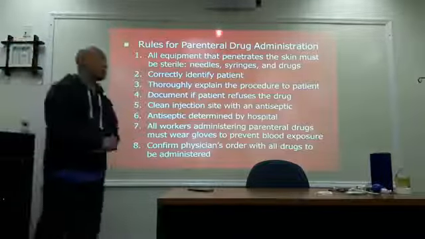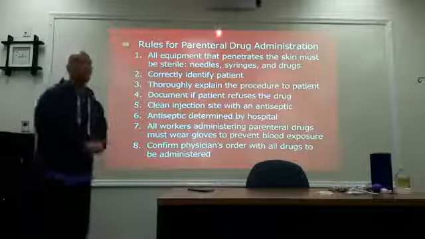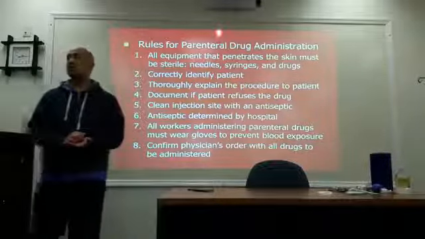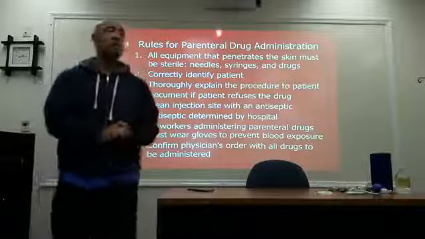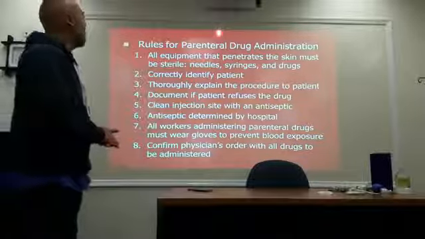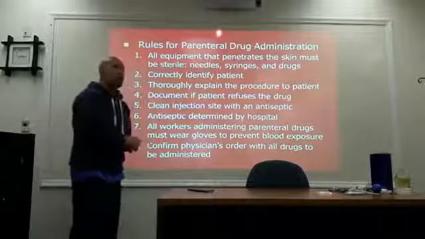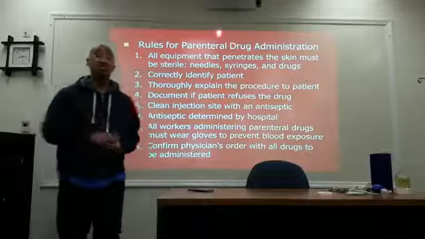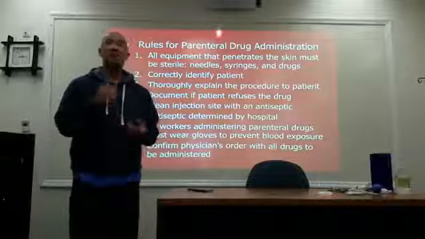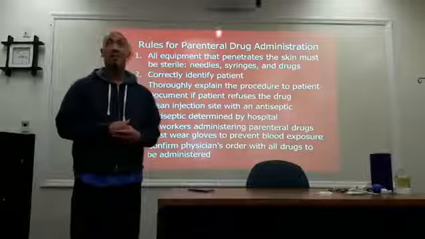Now, rules for parenteral drug administration. Number 1 is that all equipment that penetrates the skin, that's the key point here, penetrates the skin, must be sterile. Must be sterile. Most importantly here is the needle. If it's breaking the skin, it needs to be sterile.